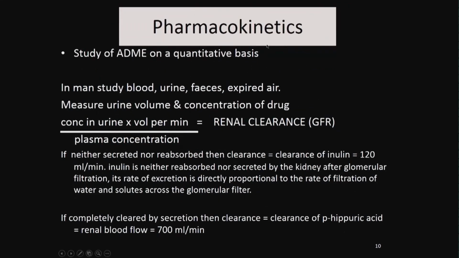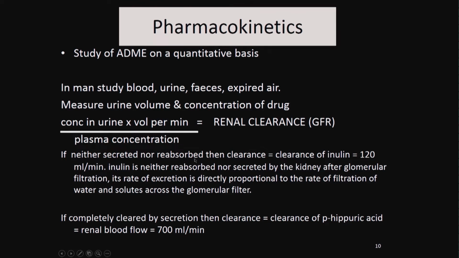Now you have something called pharmacokinetics, which studies this entire ADME in a quantitative manner. In humans we look at the blood, the urine, the feces, expired air, and we find out the concentration of the drug and see how the drug gets removed from the body. Concentration in urine times volume of urine per minute, divided by plasma concentration, is called renal clearance. Concentration times volume gives the total amount of drug removed in urine, divided by plasma concentration.